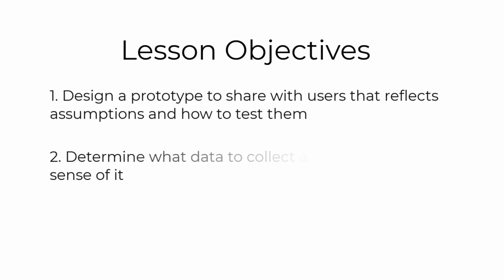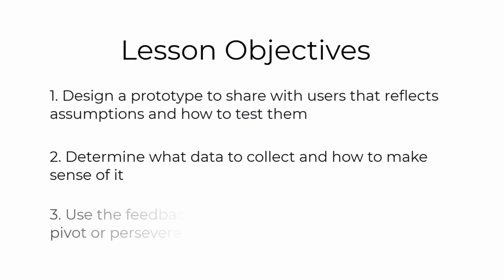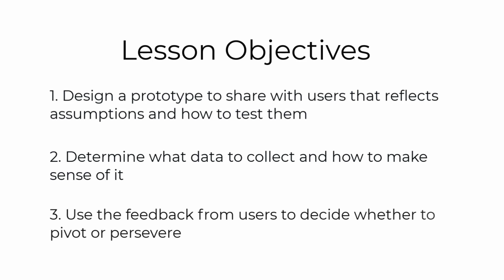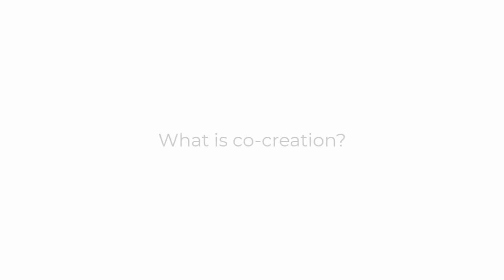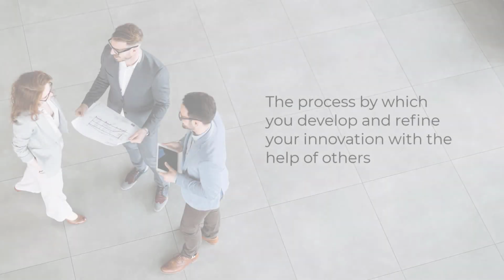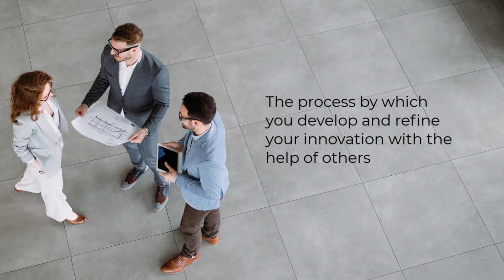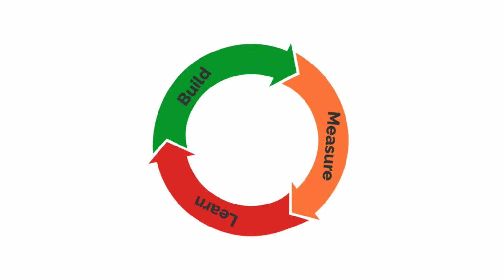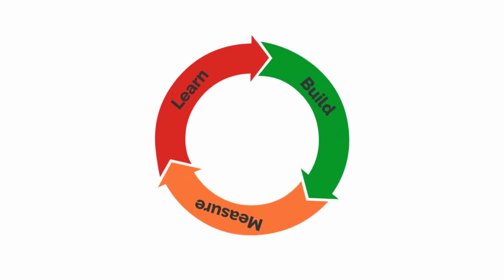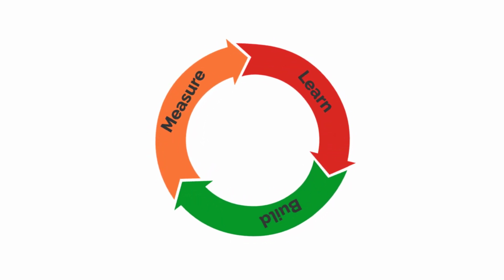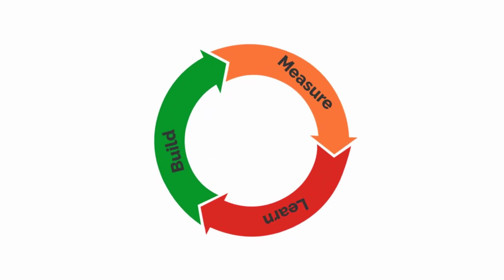2. Determine what data to collect from users and how to make sense of it. And 3. Use the feedback from your users to decide whether to pivot or persevere with your innovation. To begin, what do we mean by co-creation? Simply put, co-creation refers to the process by which you develop and refine your innovation with the help of others. And while there are many ways to co-create, we focus this lesson on the build, measure, learn feedback loop.